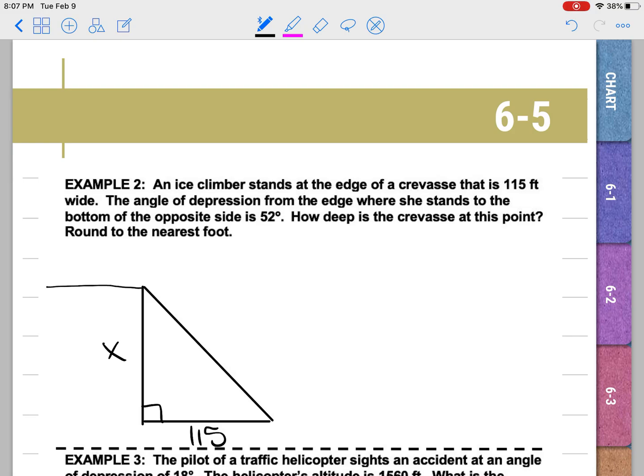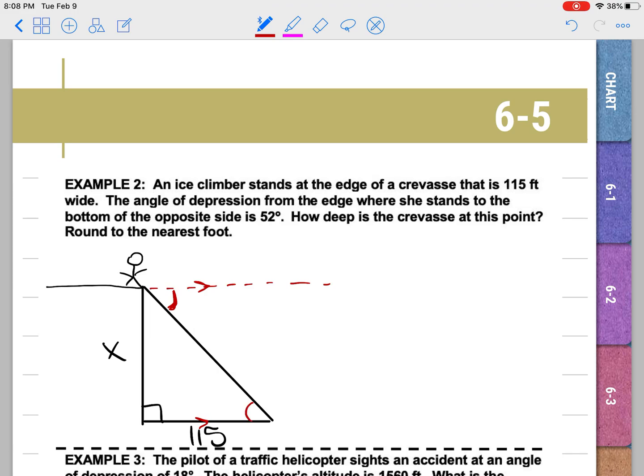a crevice is like a deep valley, something like that. And so we have our ice climber standing here at the edge looking down because it's that angle of depression. But remember, angle of depression is formed with the sight line and looking down. So your angle of depression is really right here outside of the triangle. But because we said at the very beginning that we have those parallel lines here and here, your angle of elevation, angle of depression would always be the same.